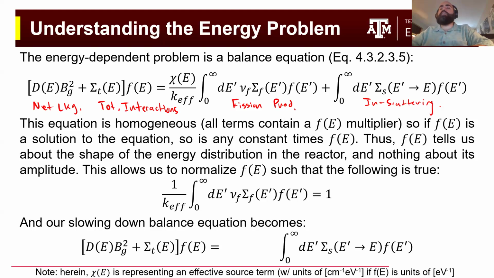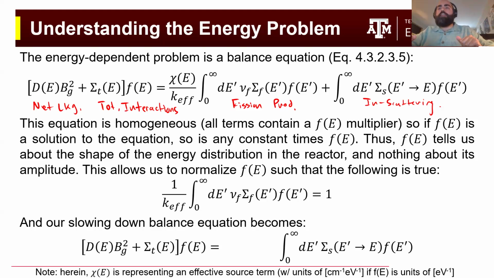And so basically what that means is that we can normalize the distribution in a way that makes sense. We're going to basically normalize to one, but we're not just going to normalize the distribution to one. We're going to normalize this whole quantity to be equal to one.